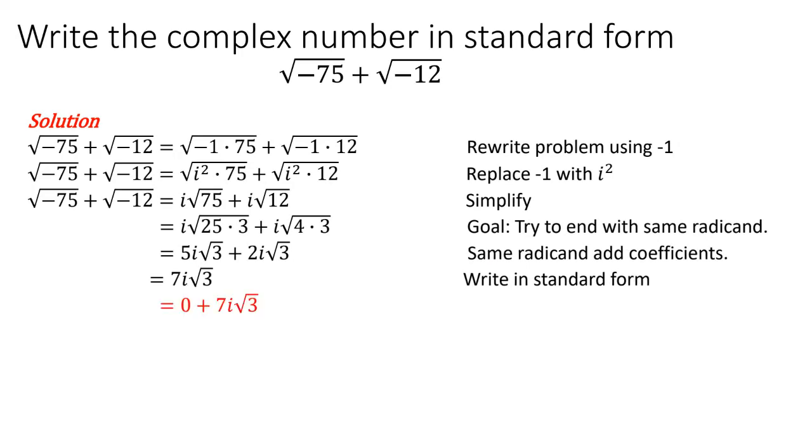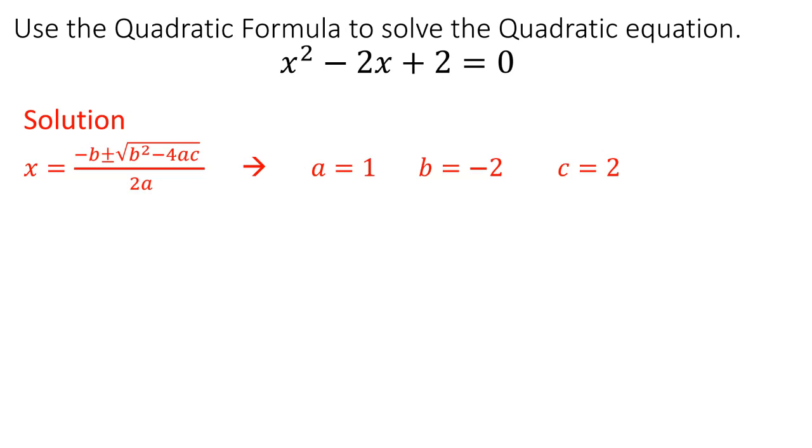You want to make sure this is in standard form, so there's no real part to this. So we end up with 0 plus 7i square root of 3. Okay, so let's go to the next one.